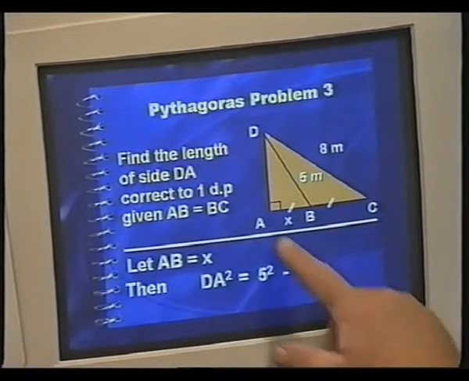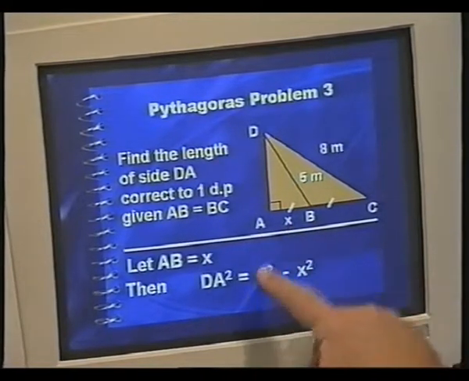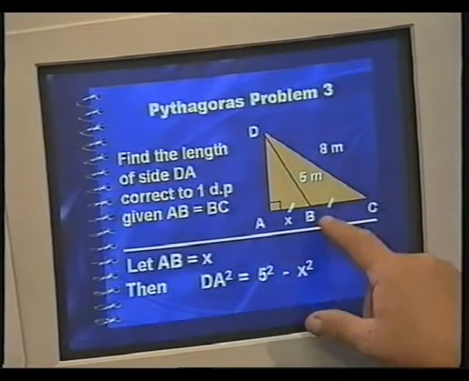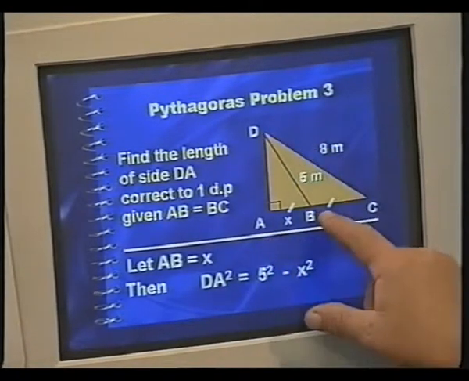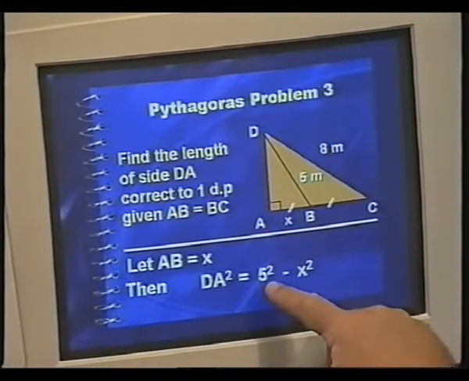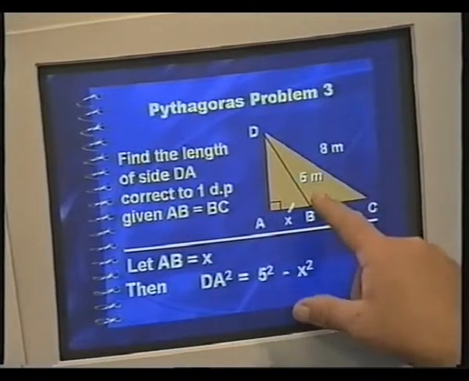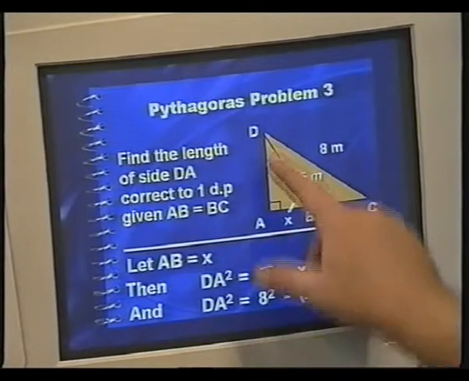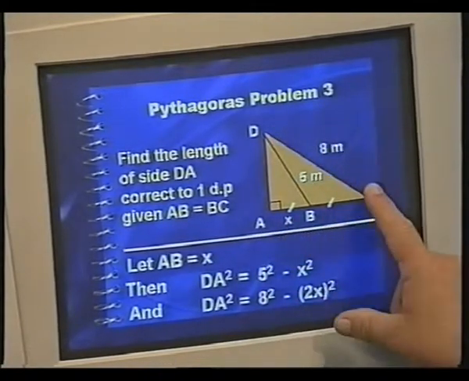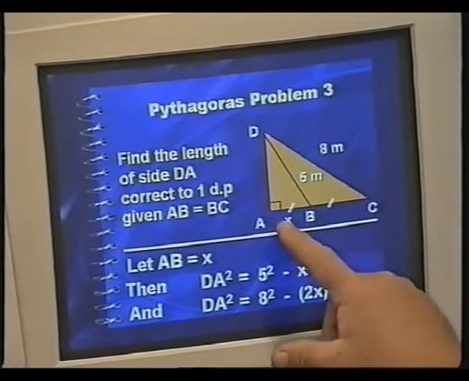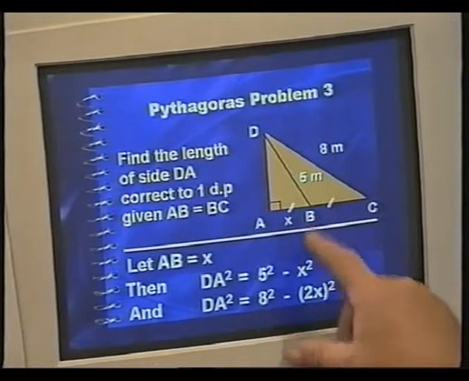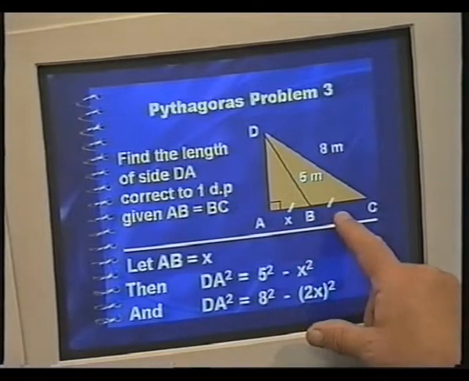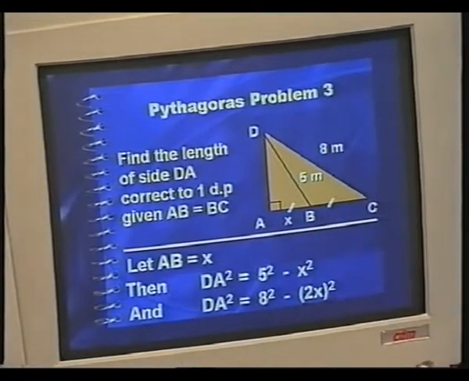We let that AB side be x, and then from Pythagoras we know that dA squared must be equal to 5 squared, the hypotenuse squared, minus x squared. But we also know in the big triangle that dA squared must be equal to the hypotenuse squared minus AC squared. Now AC is, if that is x and that's x, must be 2x. See, here we get into algebra.